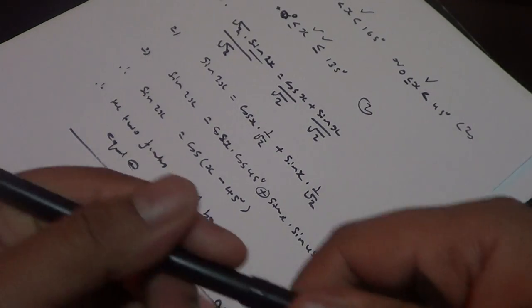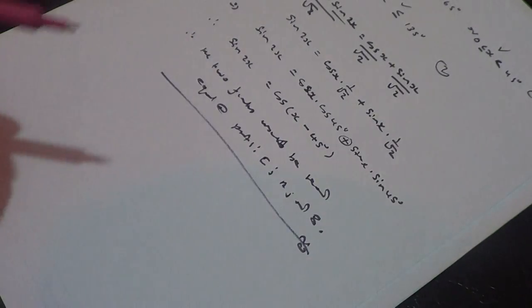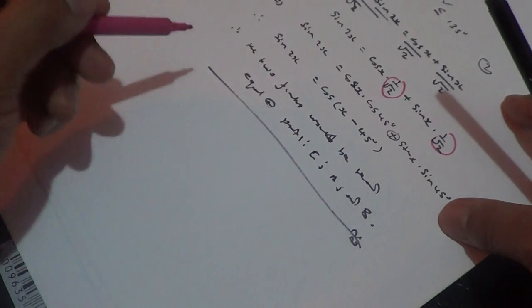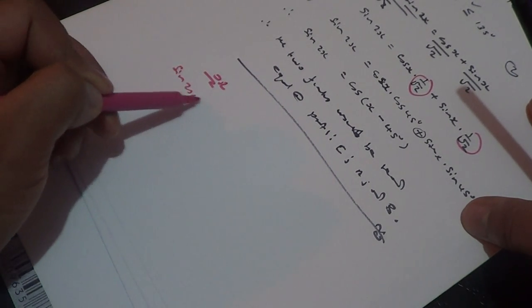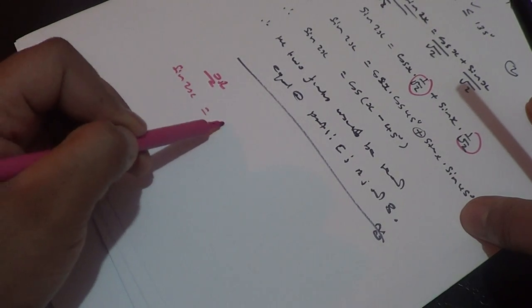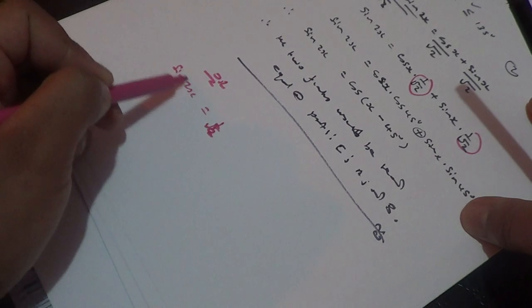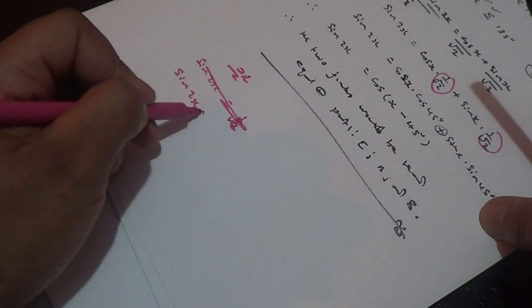All right, and then of course someone may ask and say, but hold on, what if I did not align these here? Instead, I aligned them before. Let's just say you had a situation where you had your sine 2x is equal to, you decided you're going to put a 1 over root 2 there. Sine 2x, let me try and be a bit slow.